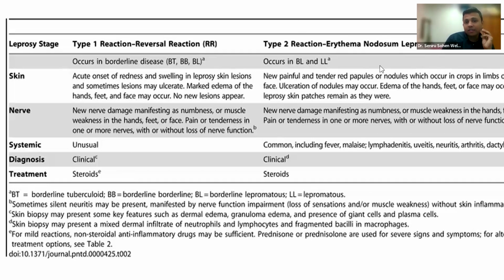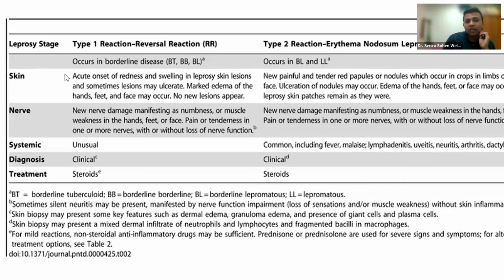In type 2 lepra reactions, you can get new painful tender red papules or nodules. New lesions do not appear in type 1 reactions, but new lesions can appear in type 2 reactions. New nerve damage also can occur in type 2 reactions. And you can get a lot of systemic manifestations in erythema nodosum leprosum like fever, malaise, lymphadenopathy, and so forth. Treatment again would be steroids.